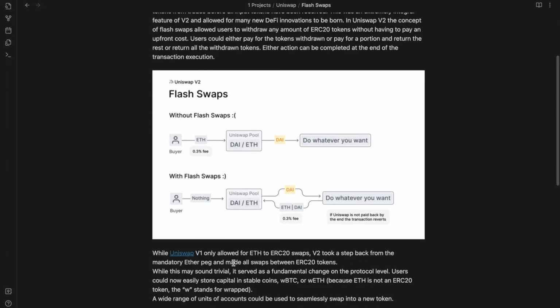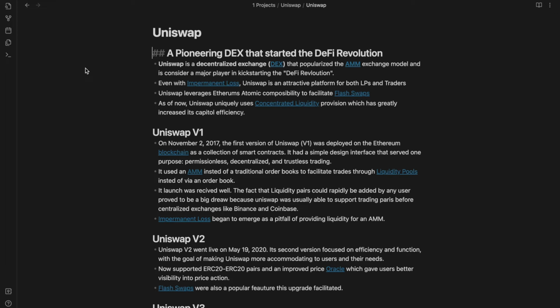I've got a cool graphical representation here of what a flash swap actually is. Normally you would trade ETH for DAI and do whatever you want with those DAI. But with flash swaps, you can get DAI, do whatever you want with those DAI, and then repay it within the same block time using atomic composability, which states that all the transactions fail or succeed together. And you only have to pay the fee if everything works out. But we haven't yet touched on this concentrated liquidity note I have here.